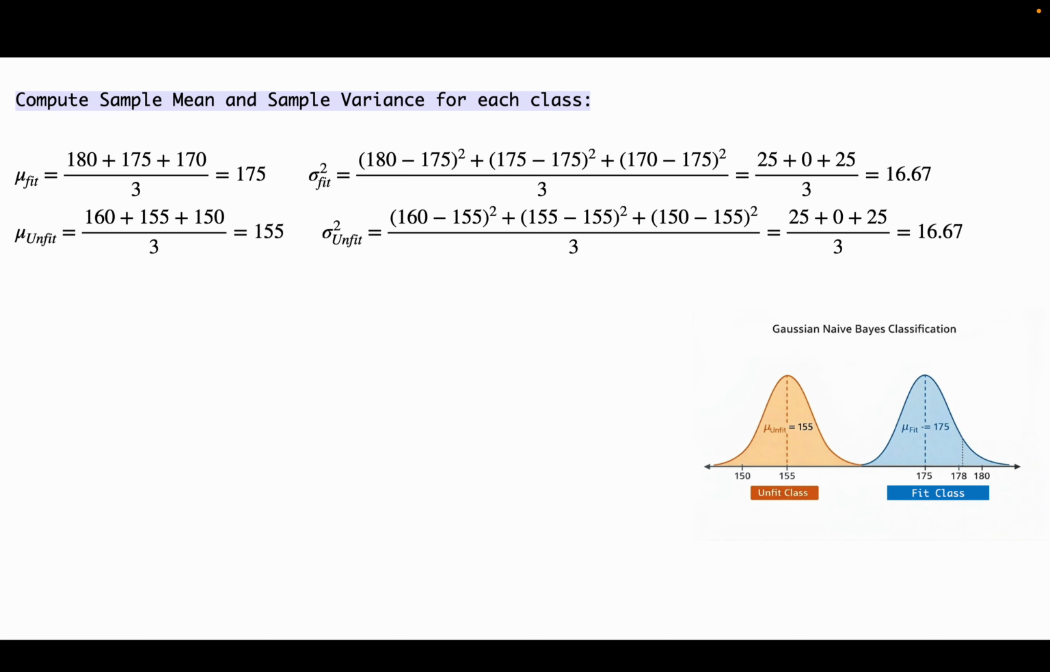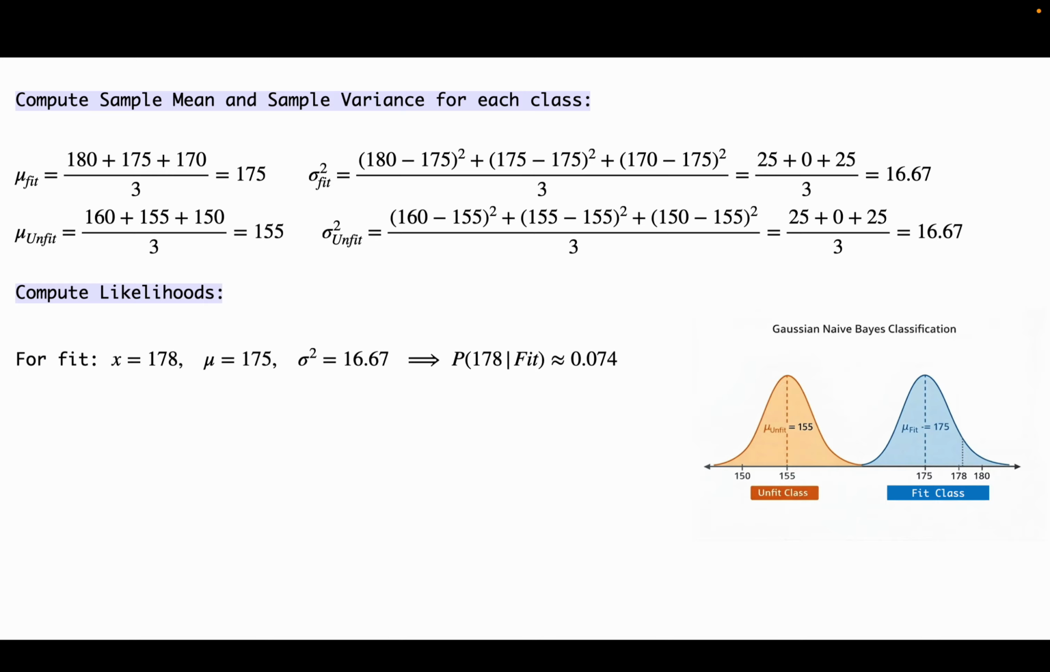So let's compute the probability for the data point with height 178. When you compute this likelihood for the fit class, x would be 178, and we have the parameters mu and sigma square. The probability of 178 given fit is a Gaussian distribution. This likelihood probability is actually a Gaussian distribution, and using the Gaussian tables, we can compute the value, which would be 0.074. In the same way, we compute for the unfit class, with a mean of 155 and variance of 16.67.